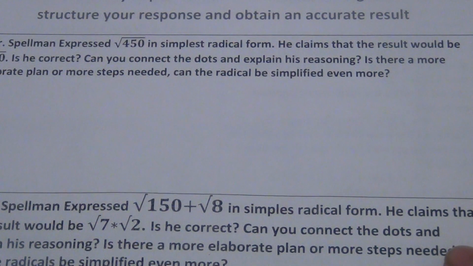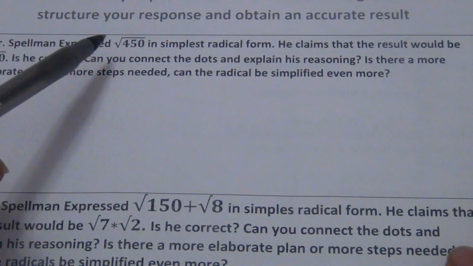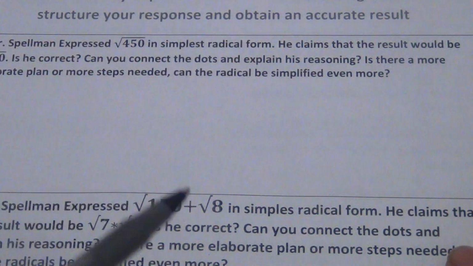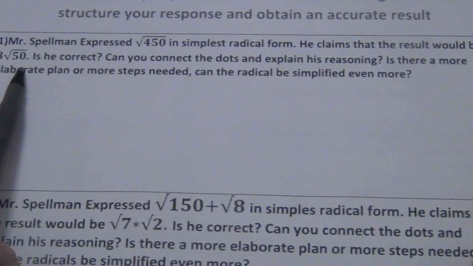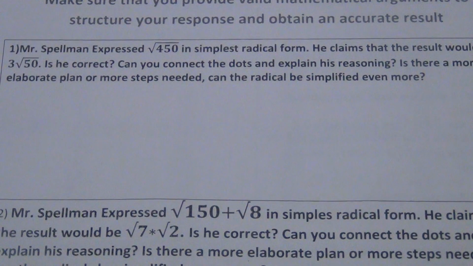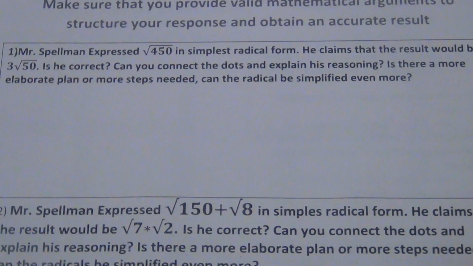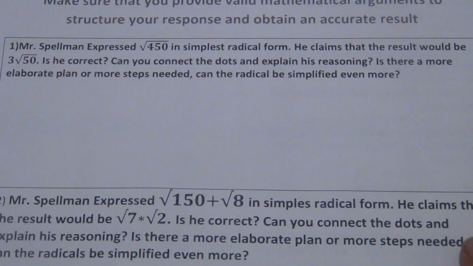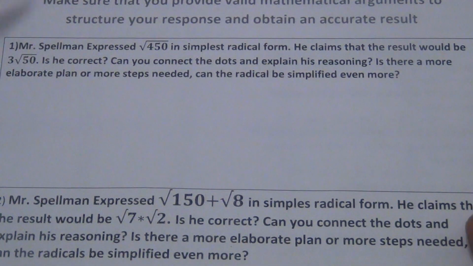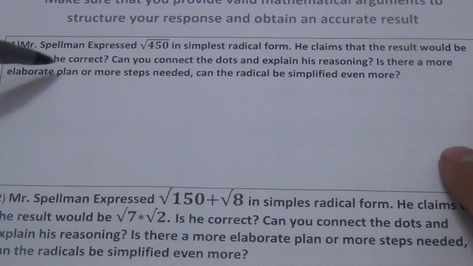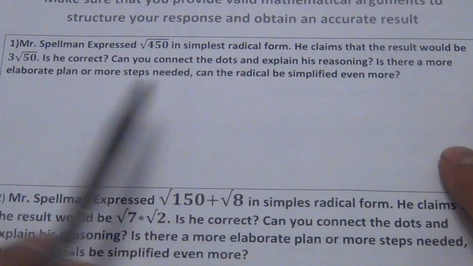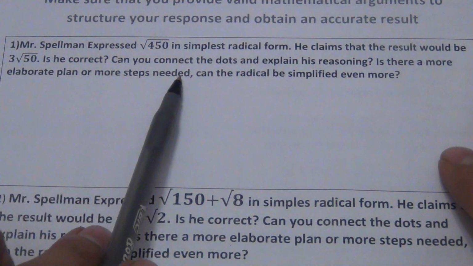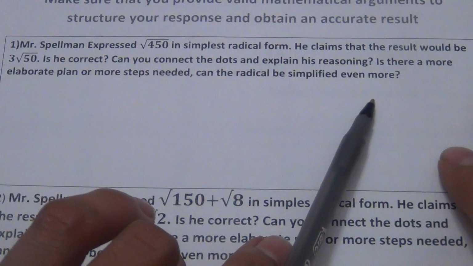So the first problem says, Mr. Spellman expressed radical 450 in simplest radical form. He claims that the result will be 3 radical 50. Is he correct? Can you connect the dots and explain his reasoning? Is there a more elaborate plan or more steps needed? Can the radical be simplified even more?